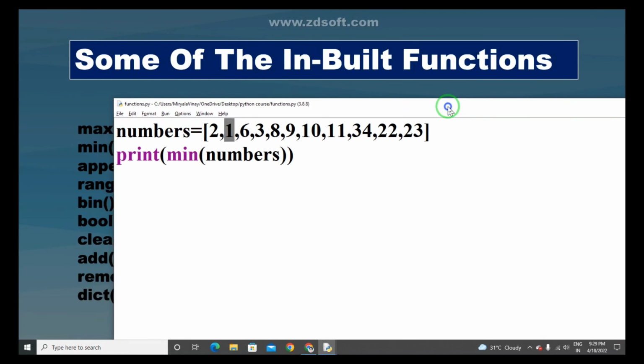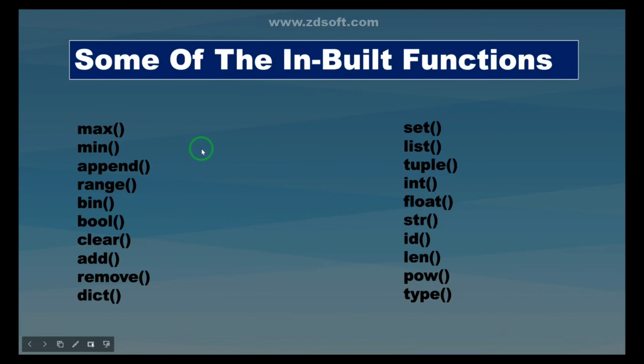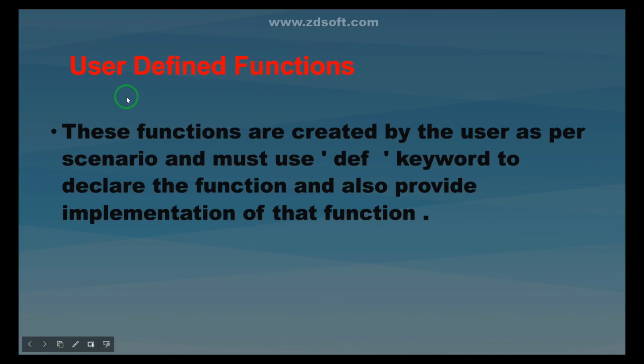It is very efficient because you are not focusing on the implementation part, declaration part, or return value. All this stuff is taken care of by the Python interpreter only. You can just call the function and do the evaluation. So I'm calling the function like this and passing numbers. It will display the result like this. So that is the use of inbuilt functions. It is very easy.